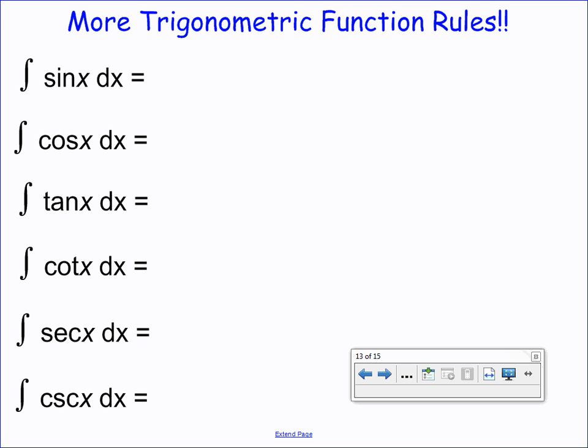Hayden? Negative cosine x plus c. Good. The derivative of negative cosine of x would equal the positive sine of x. Therefore, an antiderivative of sine of x is negative cosine of x. Nice job with the signs, Hayden. What's an antiderivative for cosine of x? Be ready. Michael? Sine of x plus c. Absolutely, and thank you for including the constant of integration. You guys are doing great.